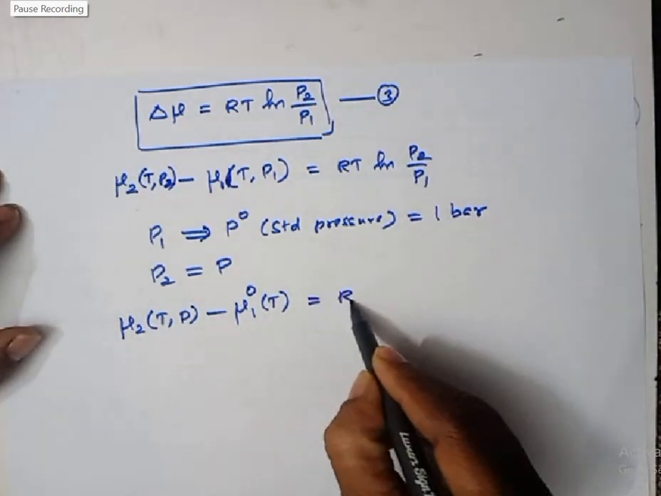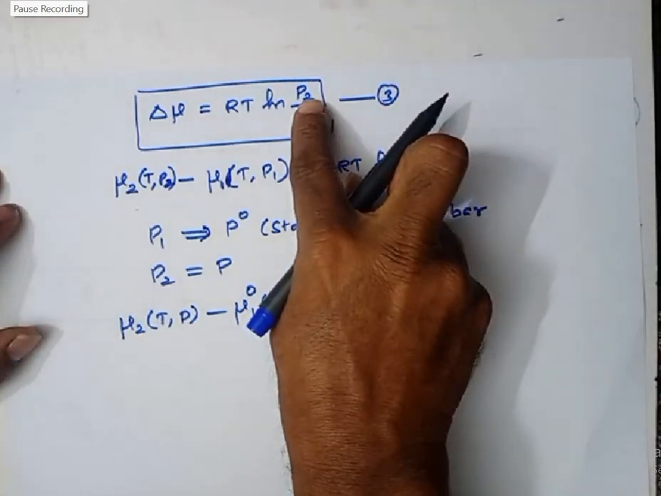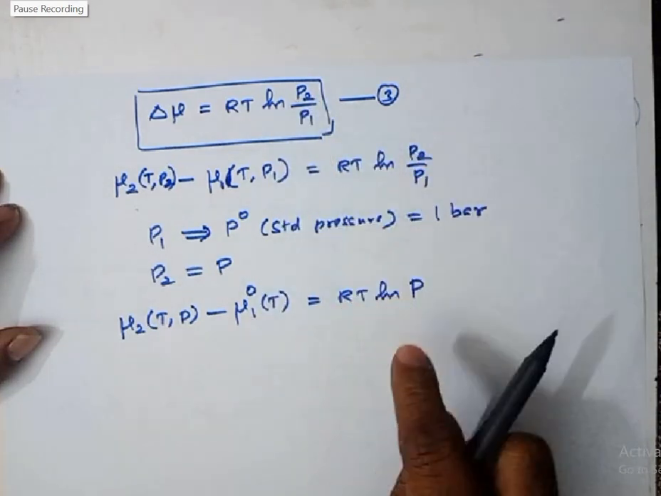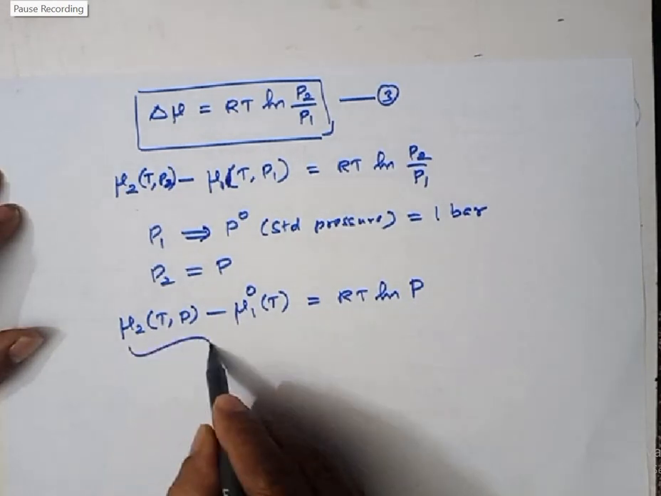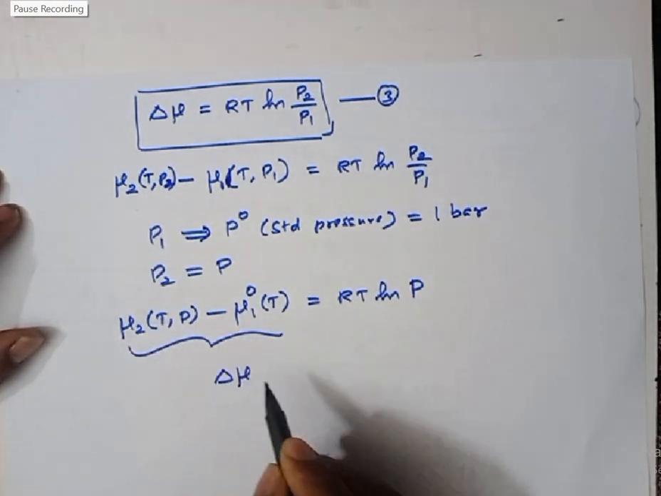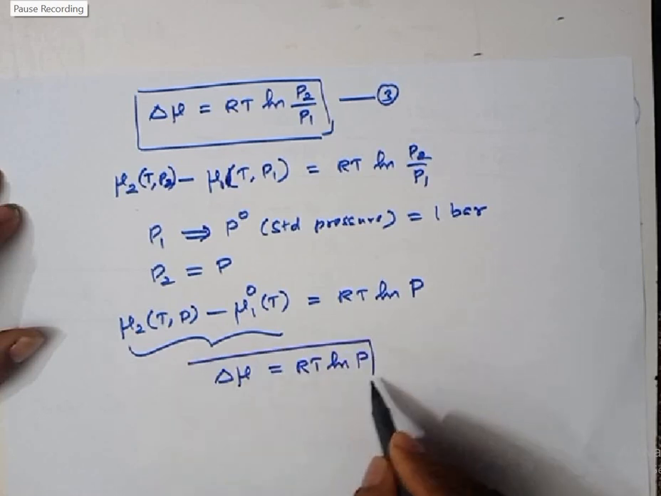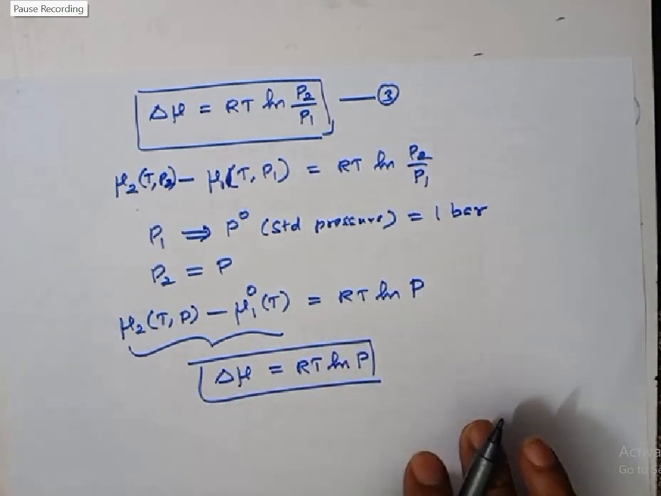Equal to RT ln P. In the place of P2, you put P. P1 is 1 bar, so you need not put that. And this is also an experimental measurable quantity. We write simply this as delta mu. So delta mu is equal to RT ln P. Once again we have come to the same equation. Okay, take two. For real gas.